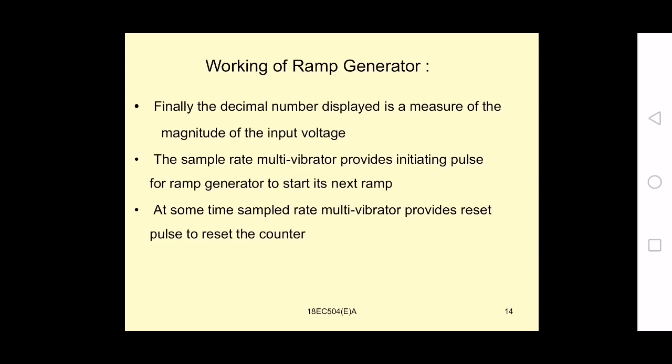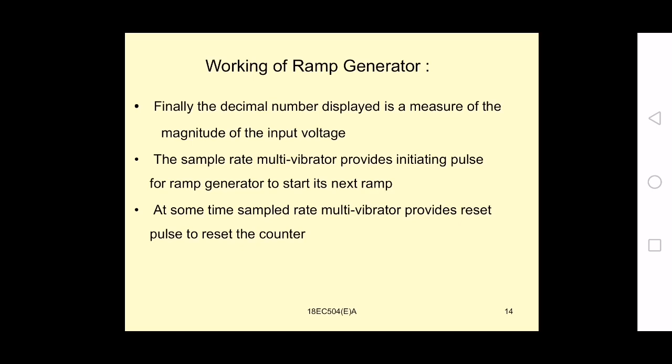The sample rate multivibrator provides the initiating pulse for the ramp generator to start its next ramp. What is the purpose of the sample rate multivibrator? It provides the initiating pulse for the ramp generator to start its next ramp signal for the next measurement. It also provides the reset pulse to reset the counter after one measurement is over.